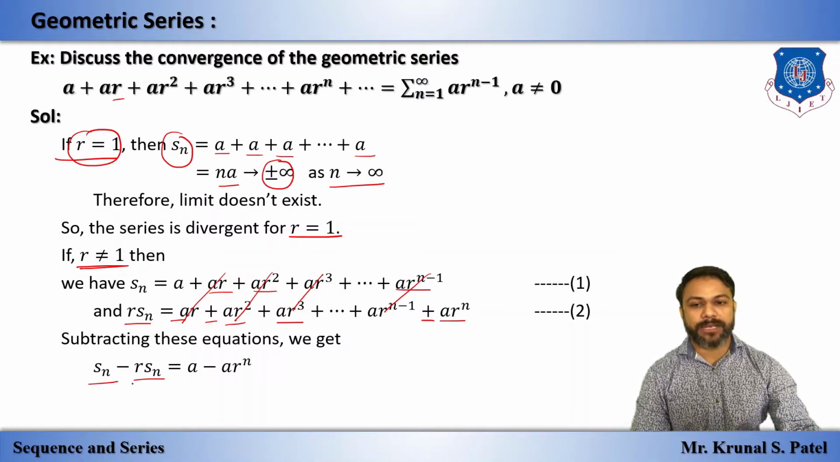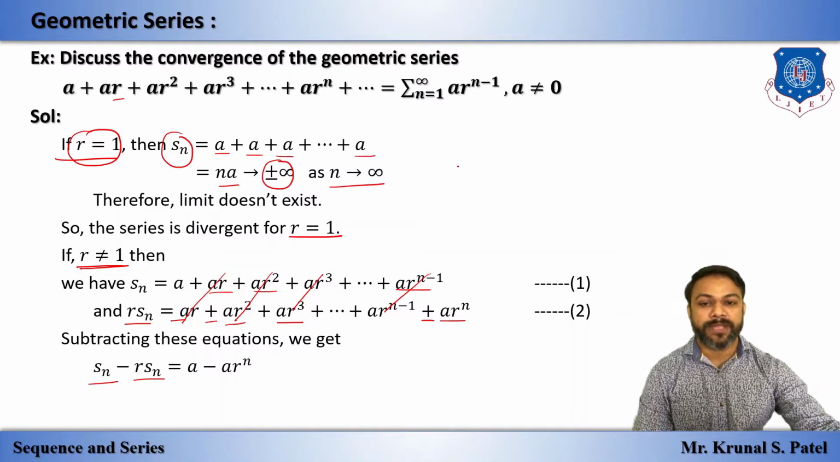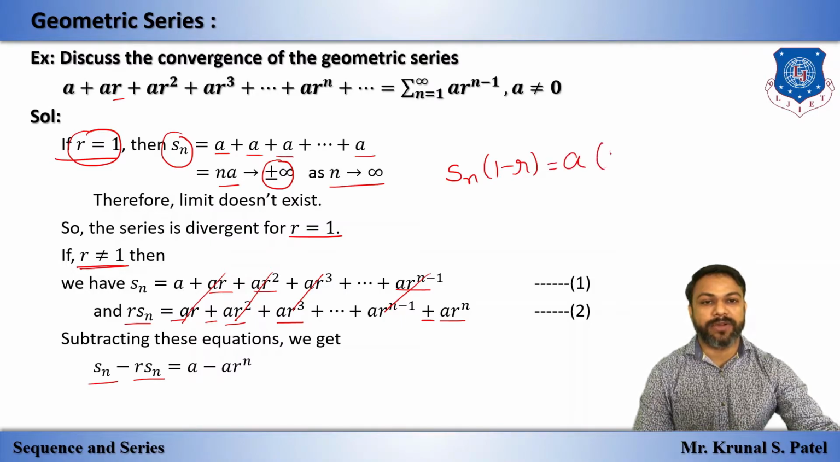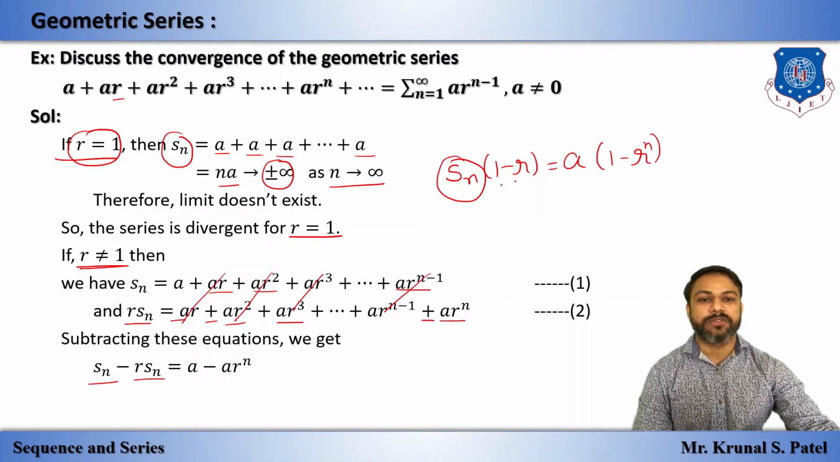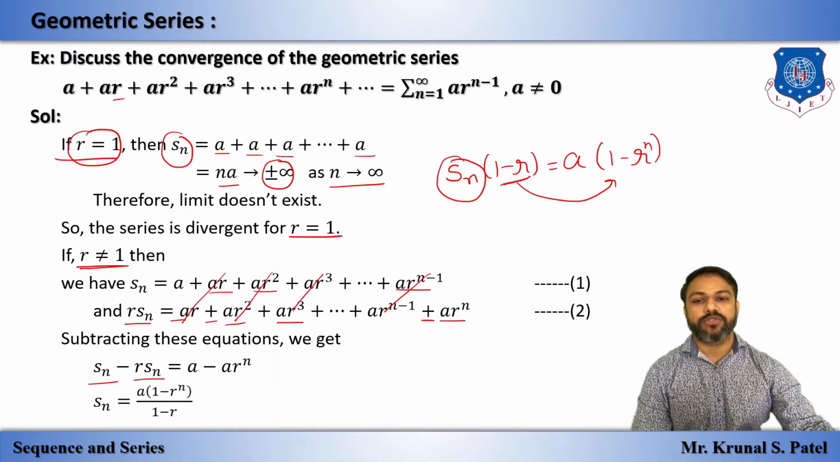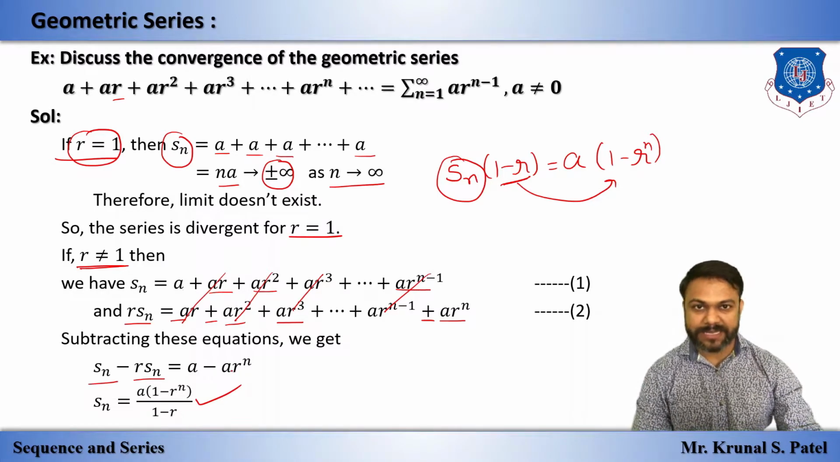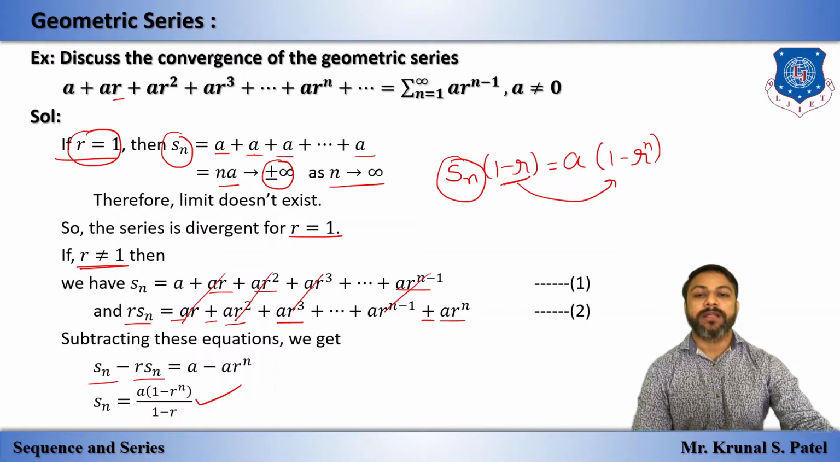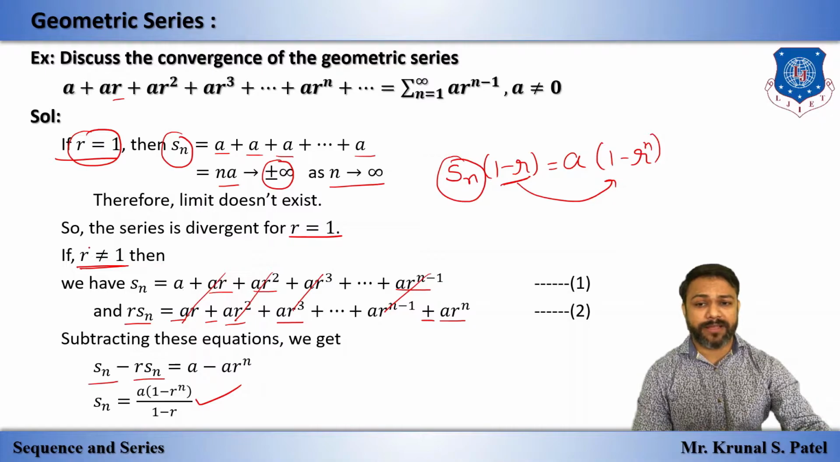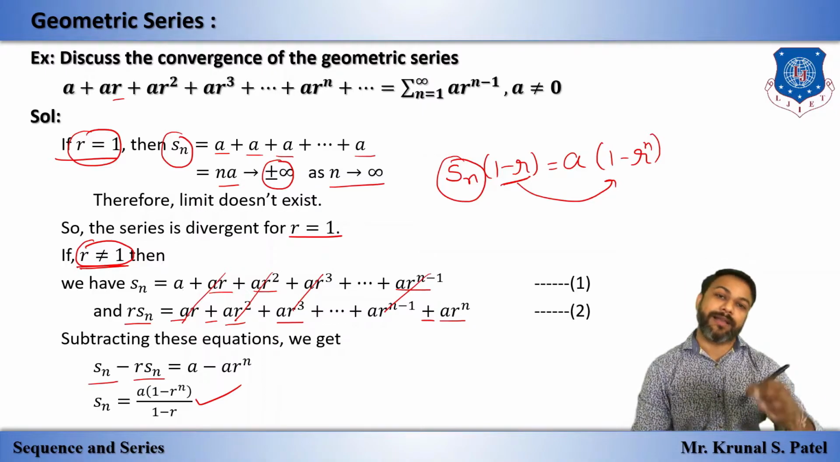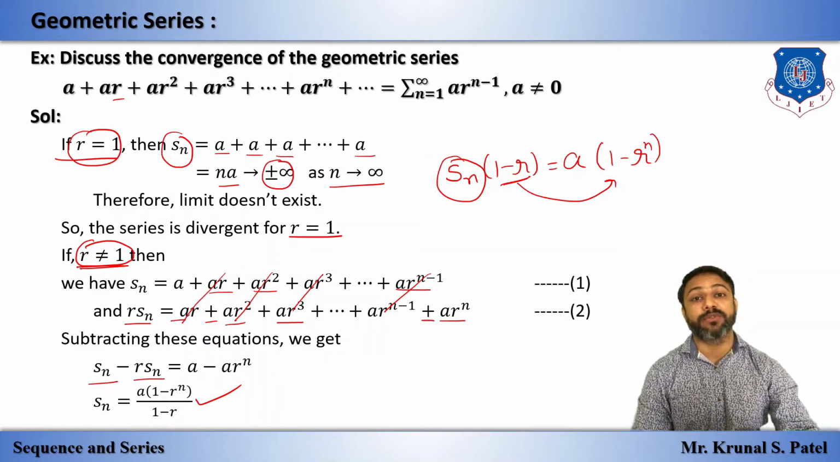We can take Sn common on the left, so we have Sn times (1 minus r), and if we take a common, then a times (1 minus r^n). If we make Sn the subject, the term 1 minus r goes to the denominator, so we have Sn equal to a(1 minus r^n) divided by (1 minus r). We know this formula of Sn for this series. Now as we know that r is not equal to 1, we have two possibilities, and one possibility is r lies between minus 1 and 1.